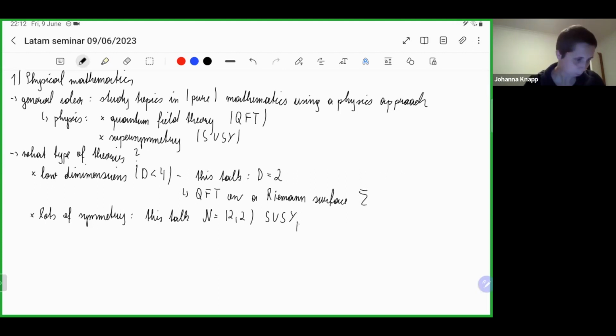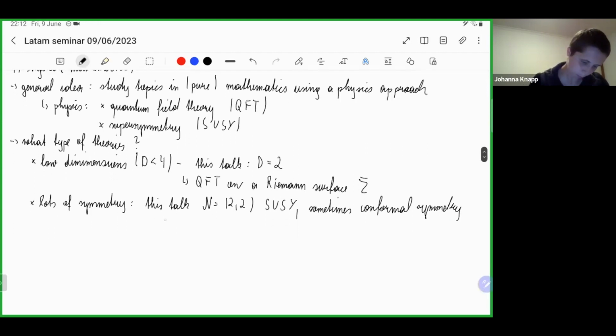And sometimes we have conformal symmetry, so scaling symmetry. But the GLSM itself will actually not be a conformal field theory, but we expect it to flow to a conformal field theory in the infrared. So a lot of supersymmetry.